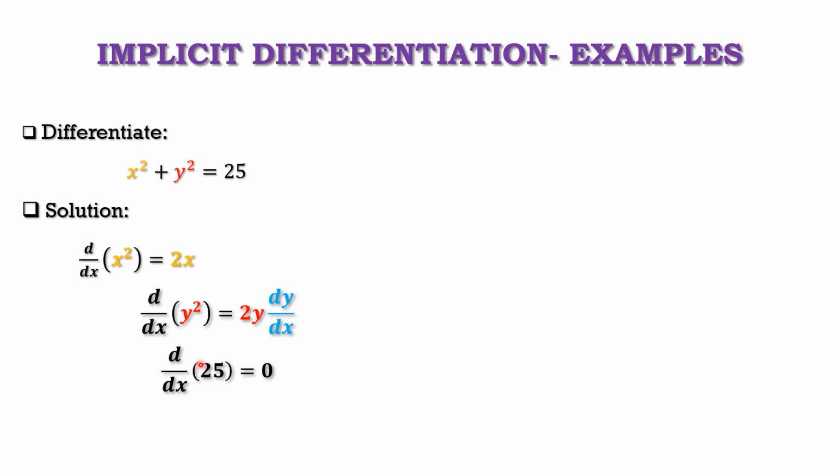Then the derivative of the constant 25 will be 0. So the next thing is to sum all the results together, which will be 2x plus 2y dy over dx equal to 0. So what are the next steps to follow? We just have to group the term containing dy/dx at one side in a positive form. So here it has been grouped into this expression or this format.